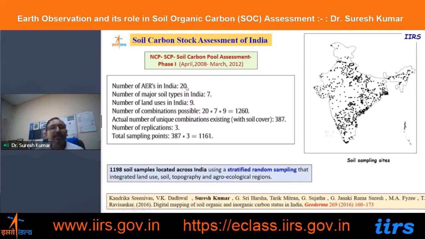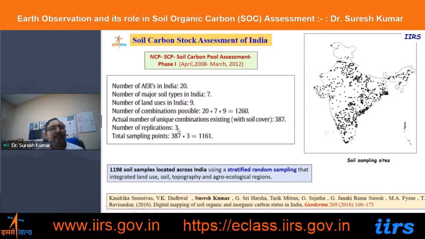We took the map of agroecological regions, dividing the country into 20, which was prepared by ICAR. We took the major soil types of India. We took the major land use, nine types of land use and land cover in India. We did these combinations, and we found there were 1260 combinations. So it means you need 1200 samples. The actual number of unique combinations existing was 387.